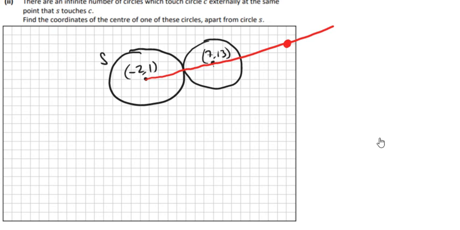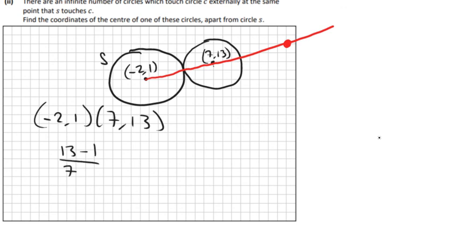So to find the equation of the line with those 2 points on it, we're going to find the slope first. So minus 2, 1, 7, 13. So y2 minus y1 over x2 minus x1, so 13 minus 1 over 7 minus minus 2, so plus 2. That's 12 over 9. That's the same thing as 4 over 3. So that's the slope formula.